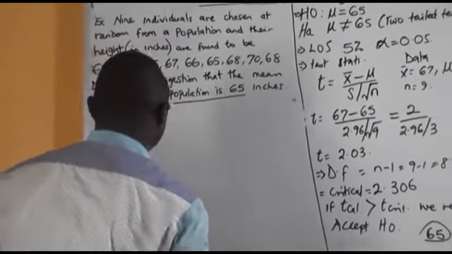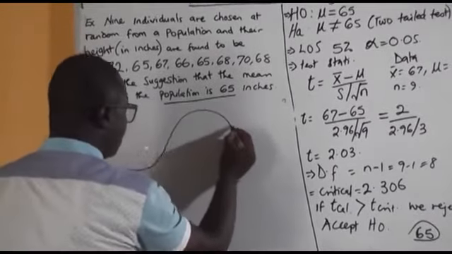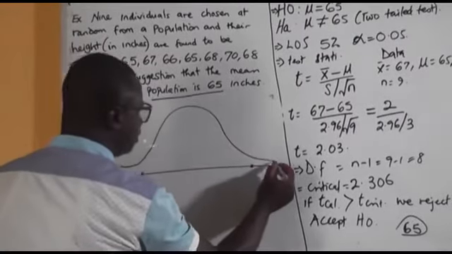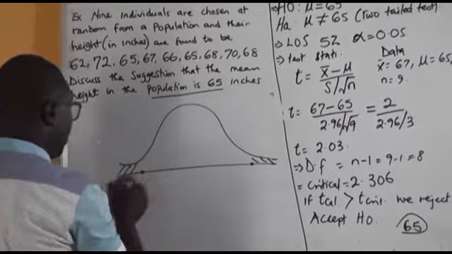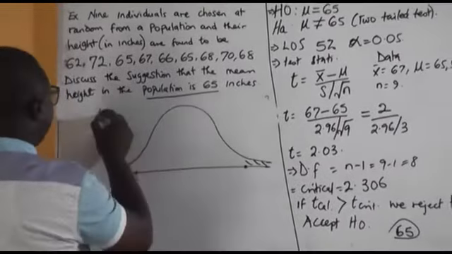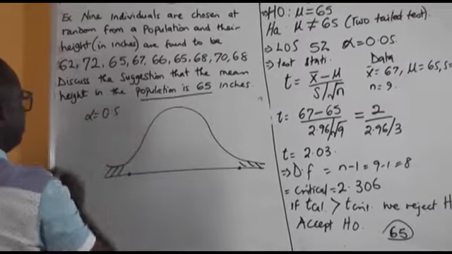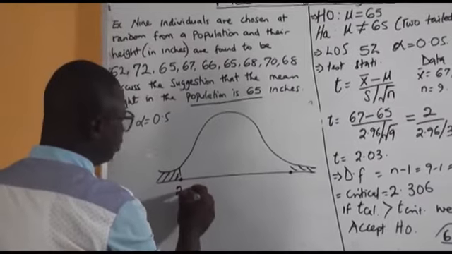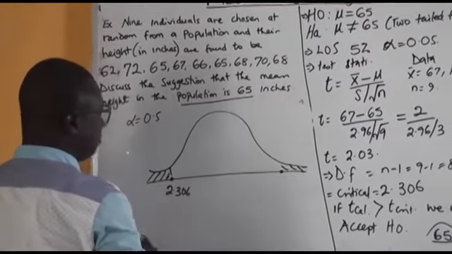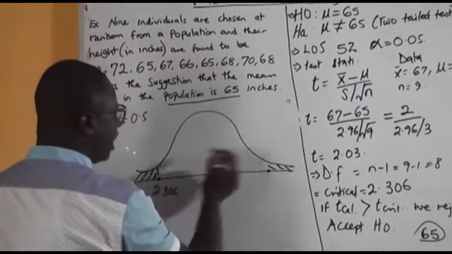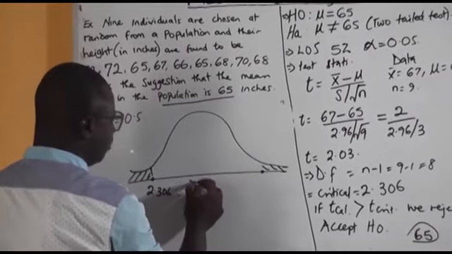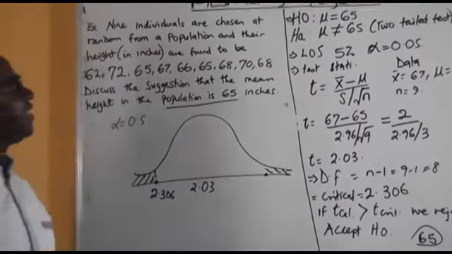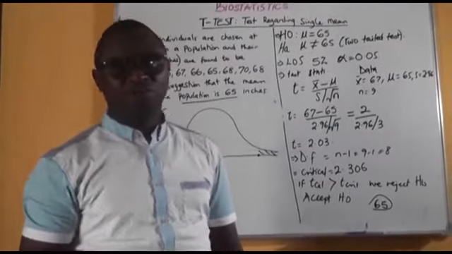Now, I'm going to draw this on the normal distribution. I have something like this. Remember, this is a rejection region. Since it's a two-tailed test, we are using 0.05 as our alpha value. Our critical value was 2.306. So our t-test falls along this acceptance region. It falls here, 2.03. So that is it about the t-test regarding single mean. Thank you very much.